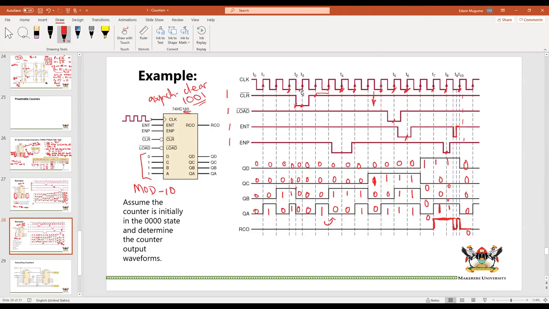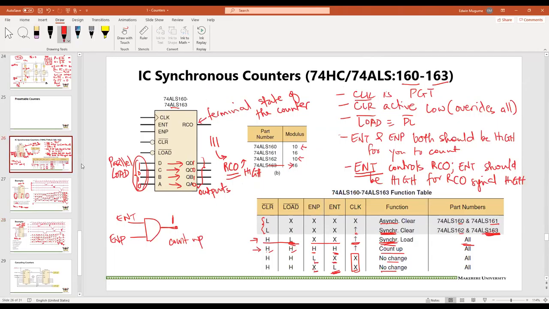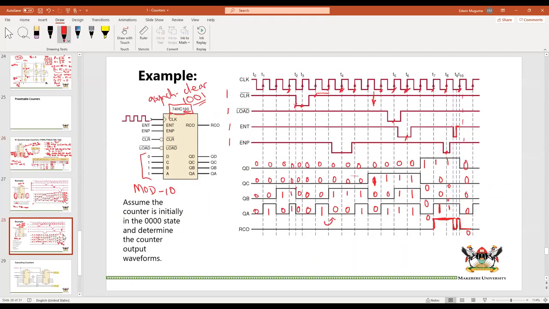Godfrey Gatonia, the reason why we didn't wait for the clock is because this 74HC160 is an asynchronous clear counter. You can see that in this case, which ones are asynchronous clear? They are 160 and 161. So if we come back here, you can see that the moment clear goes low, at that point, we clear everything. We don't wait for the clock because we are doing asynchronous clear.